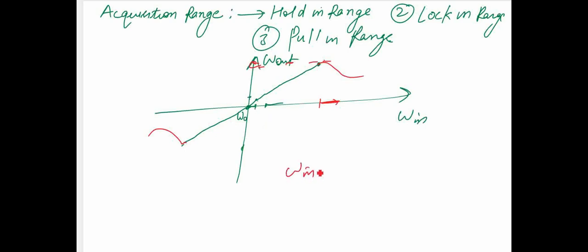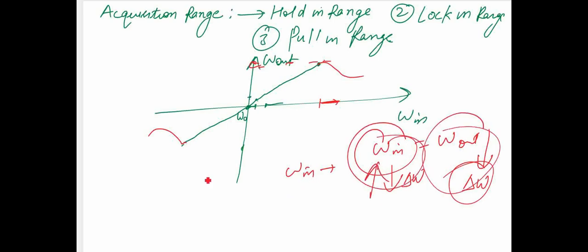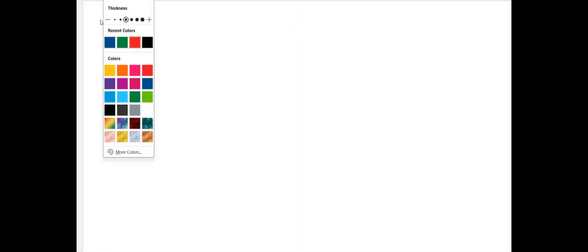So if I'm increasing omega in, what is the condition of locking? Omega in should be equal to omega out. If I'm increasing omega in by some amount, delta omega, then your omega out also should be increased by delta omega. Then only your PLL can be locked. If it is not increasing as per omega in, then your PLL won't be locked anymore. Up to this, your PLL is able to track omega in very well. This range up to which it is able to track is called holding range. Hope it is clear.